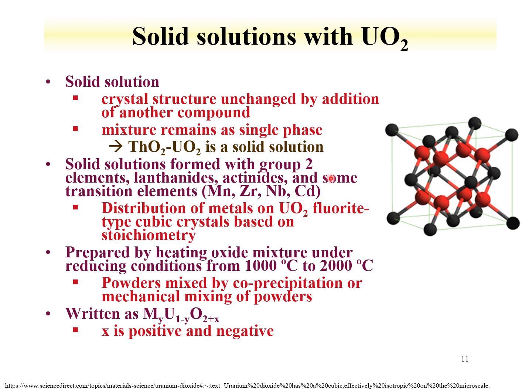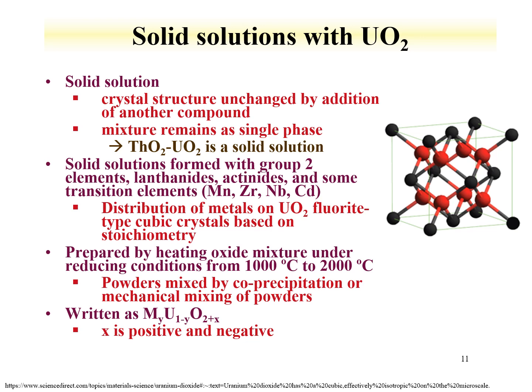So solid solutions are formed with UO2 with group 2 elements, lanthanides, actinides, and some transition elements. Now the degree that they form these solid solutions varies. For instance, if you put enough lanthanide into the uranium dioxide, you'll quickly form separate phases. So the degree of a solid solution is based upon how similar that crystal structure really is to UO2. That's why for thorium and uranium dioxides, the ionic radii are similar, the structures are similar. They form very good solid solutions.